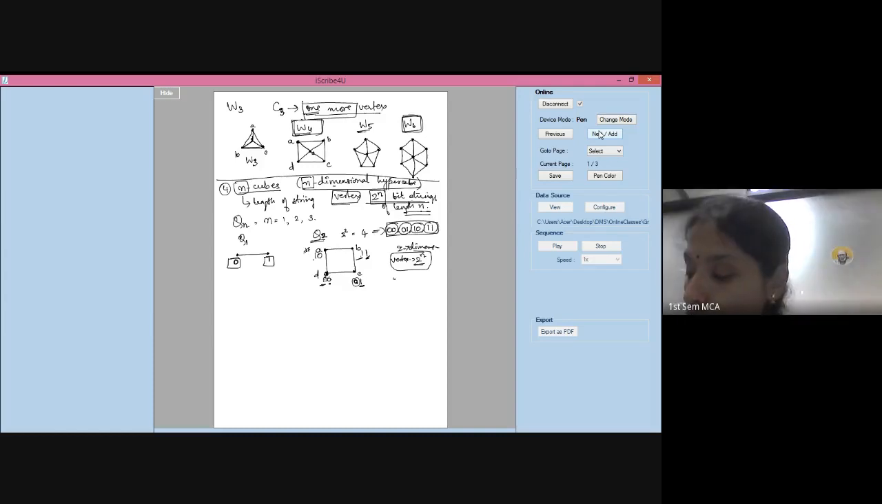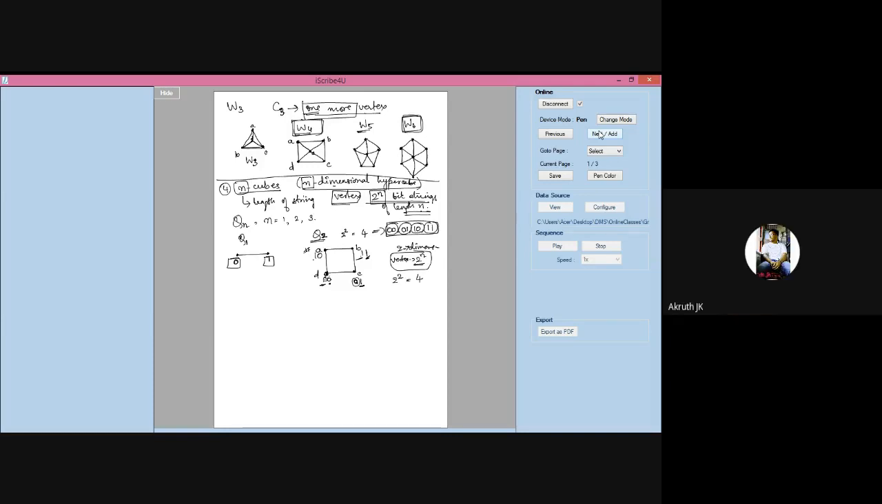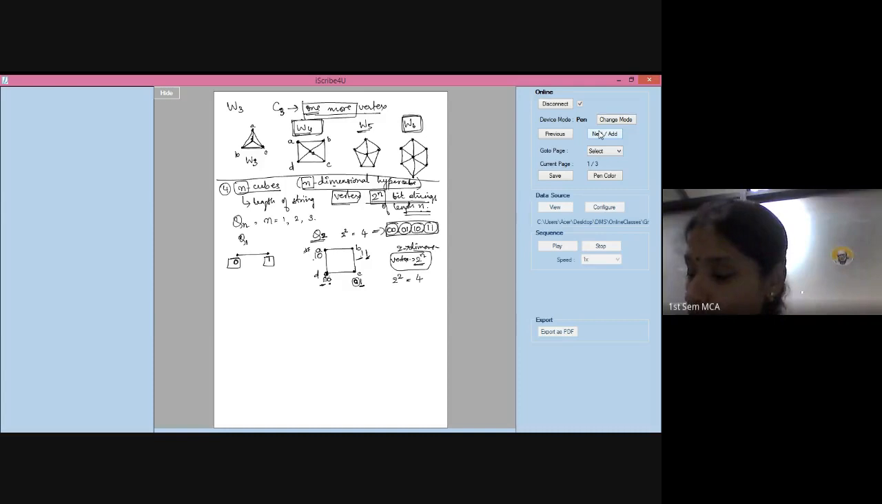When I say 2 to the power of n, it is 2 squared here. So how many possible combinations will you have? You will have 4 possible combinations. What are those 4? 0, 0, 0, 1, 1, 0, 1, 1. These are our 4 possible combinations. There will be 4 vertices because it is Q2, and each vertex will represent each of these.